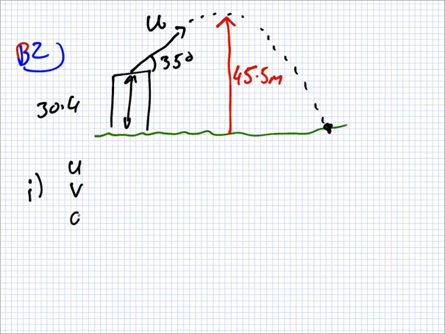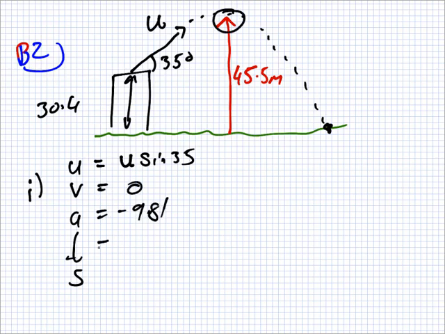Vertically, U, V, A, T, S. What's the U? It's U sine 35. The V, if I'm looking up to here, is 0. The A is minus 9.81. The T, I want the start, not the end. And the S, we do know. What is it? Minus 15.1. Why? Because this is the ground level, this is the axis.